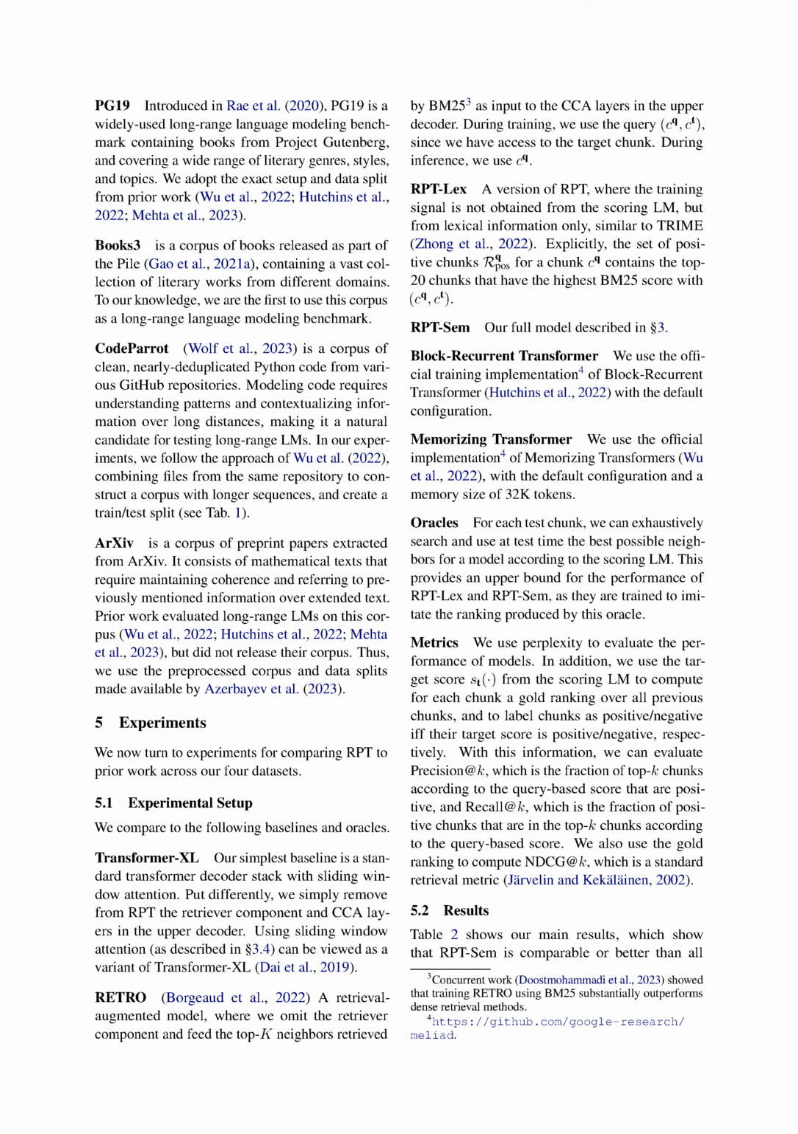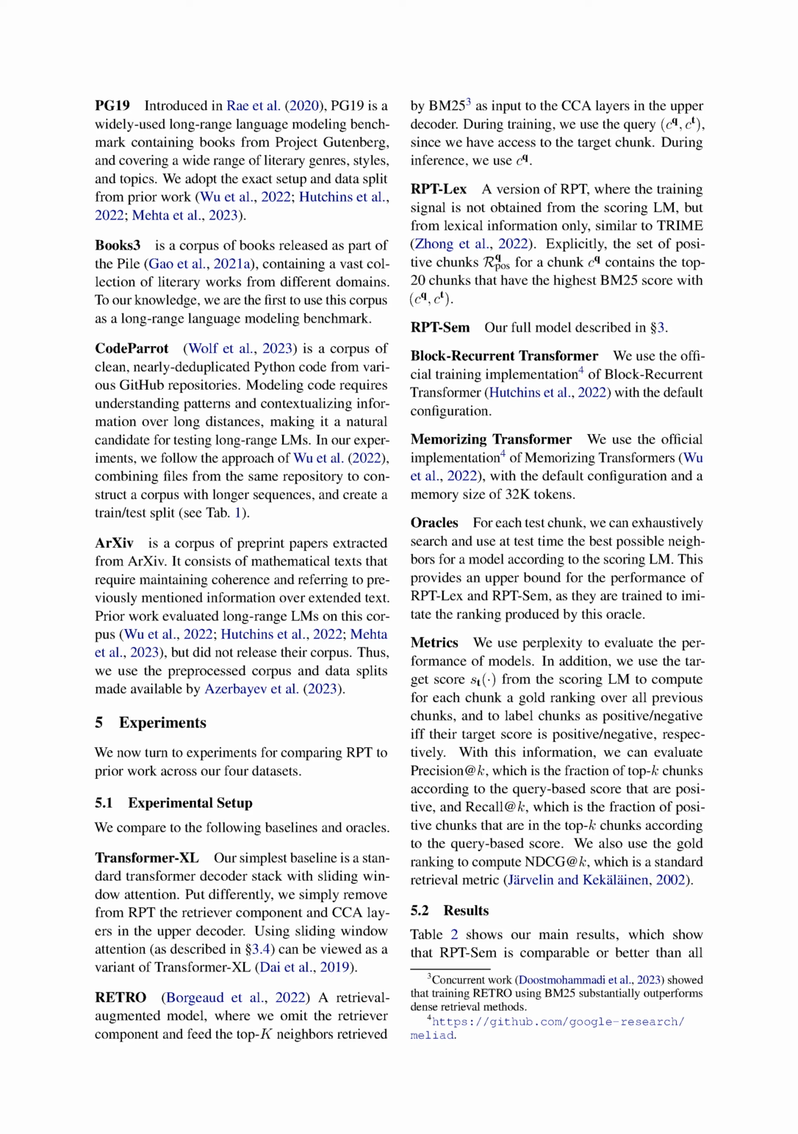Section Summary. The PG19 benchmark is a widely used long-range language modeling benchmark that covers a wide range of literary genres, styles, and topics. The Books3 corpus is a collection of literary works from different domains and is used as a long-range language modeling benchmark for the first time. The CodeParrot corpus is a collection of clean Python code from various GitHub repositories and is a natural candidate for testing long-range language models due to its requirement for understanding patterns and contextualizing information over long distances.